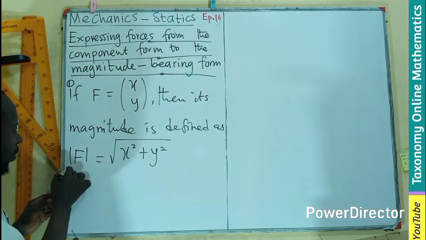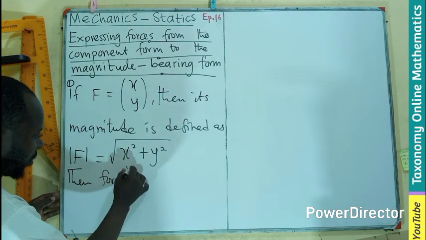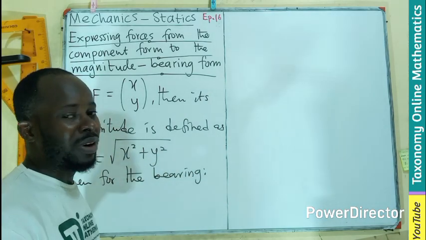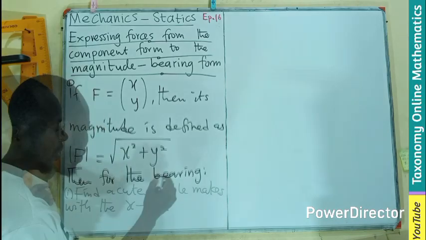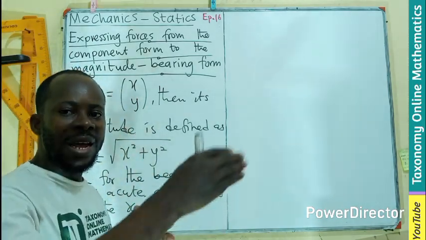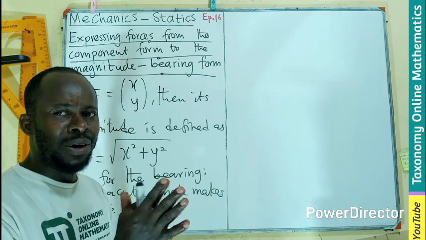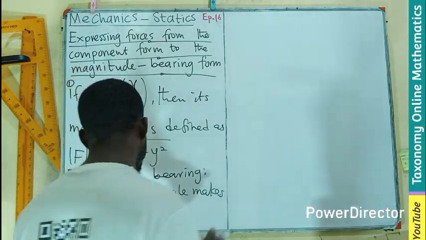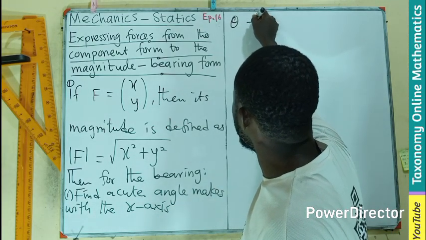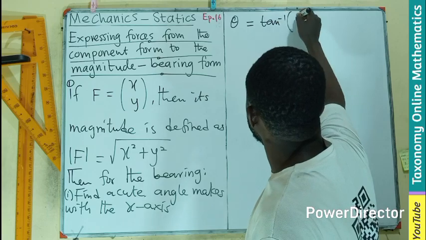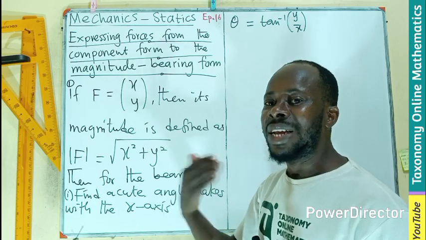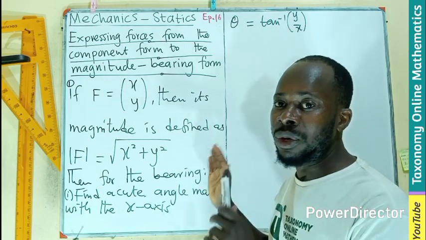Then for the bearing, or better still, for the direction, what are we going to do? We find the acute angle, the angle that the xy will make with the x-axis. That angle is what we are going to be looking for. That acute angle will be equal to the tan inverse of y over what? X, regardless of the sign, whether it is negative or positive. You pick only the absolute value of that.